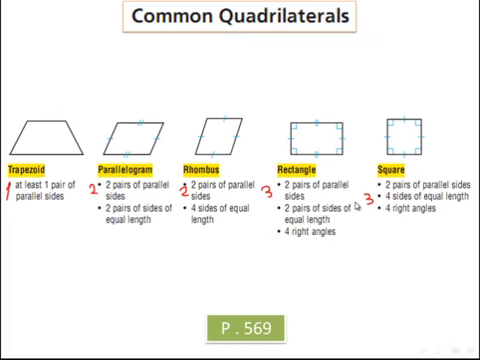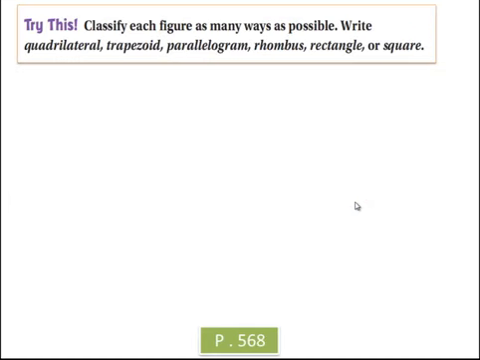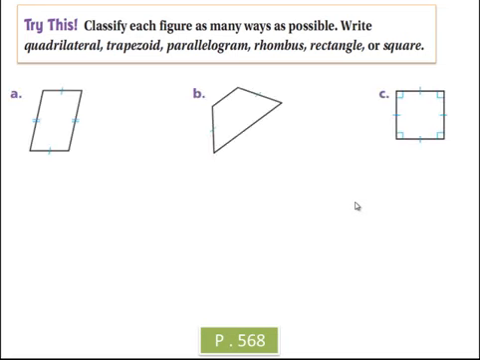Please put it inside your mind. Now, we are gonna try this. Classify each figure as many ways as possible. Write quadrilateral, trapezoid, parallelogram, rhombus, rectangle, or square.